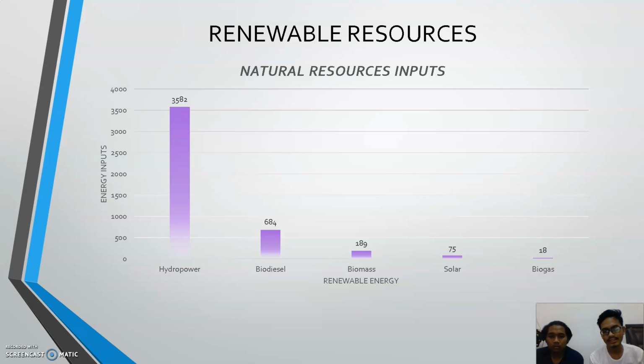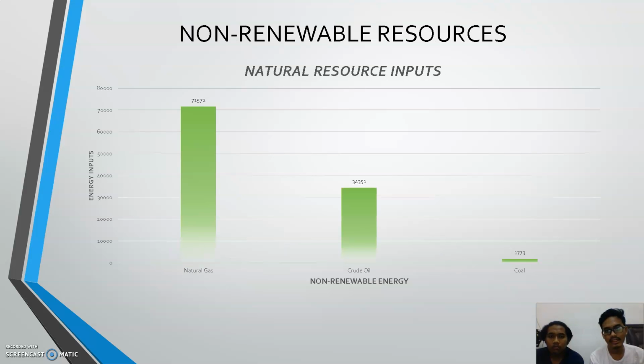The second one is biodiesel, at 684. The third one is biomass at 189. Solar is the fourth one at 75, and the lowest one is biogas at 18 on the energy inputs. We chose a bar graph because it is more understandable and easy to read, and also this topic is perfectly suited to a bar graph.